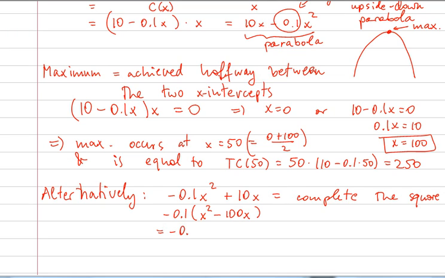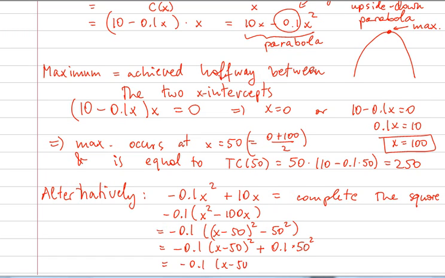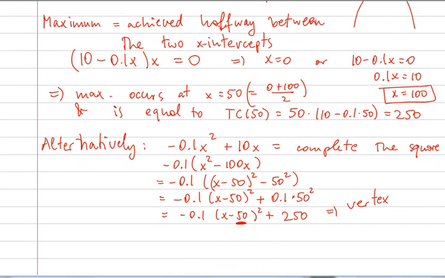So this is going to be negative 0.1 times x minus 50, the whole thing squared, because 50 is 100 over 2, and then we have to subtract the free coefficient, which is 50 squared. So I have to multiply through here. Negative negative makes a positive, 0.1 times 50 squared. So negative 0.1 x minus 50 the whole thing squared plus 50 squared is 2500 times 0.1 is 250. So the vertex, which you read off from completing the square, happens at 50, 250, which means maximum happens at x equals 50, max is 250.